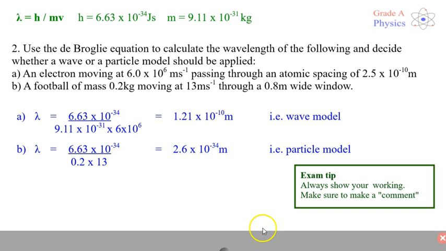So a couple of points on this for exam tips. Always show your working, very, very important. Always make sure that you make a comment if required. So it says decide whether a wave or particle model should be applied. A typical lost mark in the exam would be students just calculating the wavelength and then not saying whether it's going to be a wave or a particle model. So make sure you answer the question and get that extra detail in.